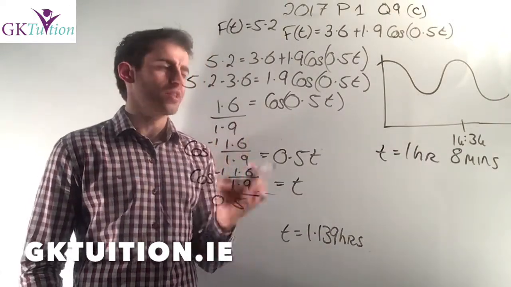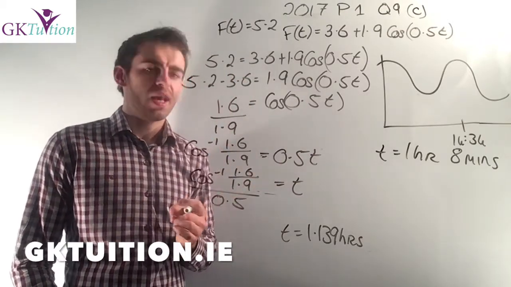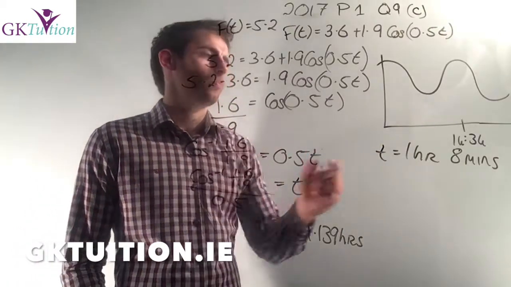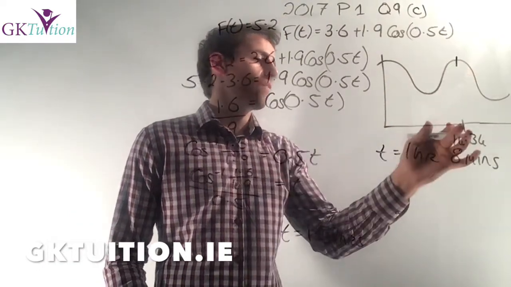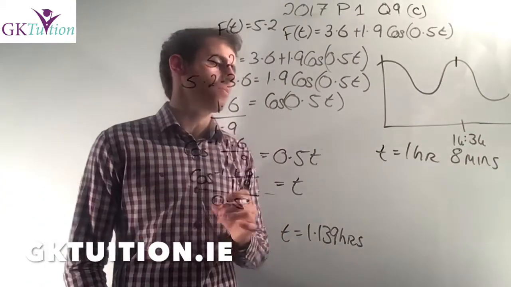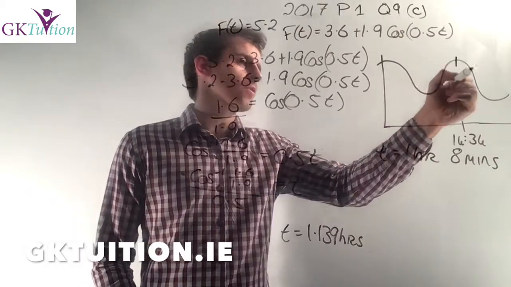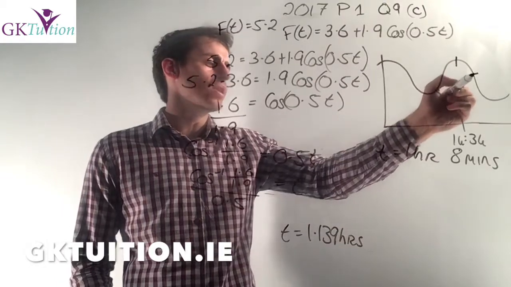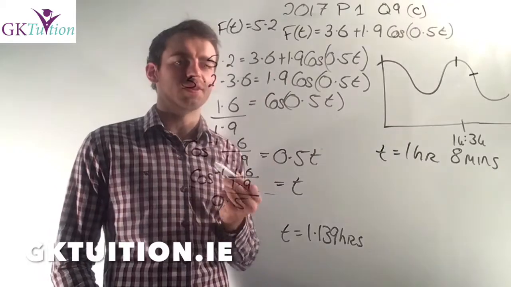Remember, in the start of the question, it told me that t is the time since high tide. And I've been asked for the times in the afternoon when this is true. So let's look back at our graph. I know that high tide occurs at 14:34, or in other words at 2:30. Now clearly this is the afternoon. And I know that 1 hour and 8 minutes after this, which is roughly somewhere around here, at this point the depth of water in the harbour is 5.2 meters. That's one of my answers.